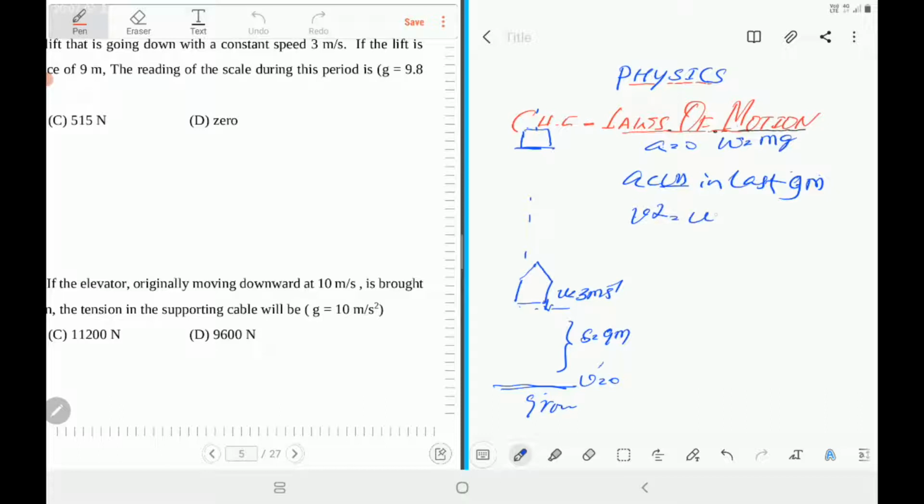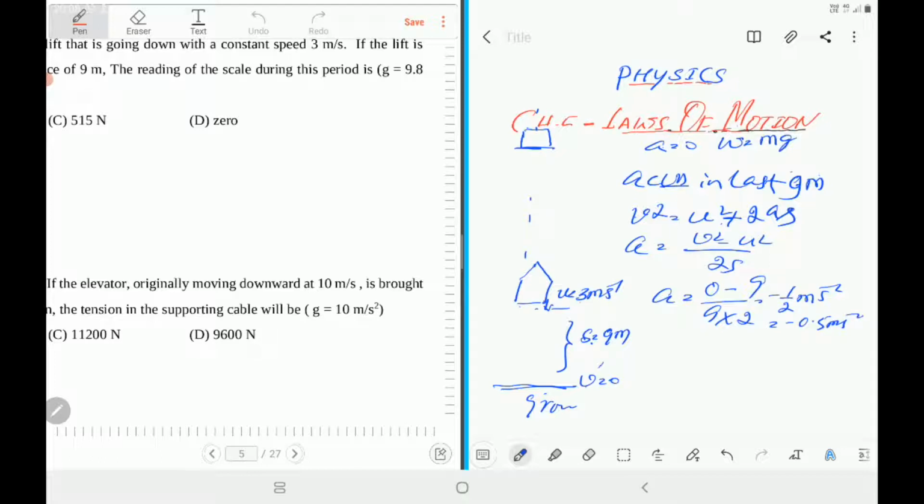How do you find that acceleration? Final velocity: v square equals u square plus 2as. You have to use this relation because the initial velocity, final velocity and displacement are given. So you can easily find a, that is (v square minus u square) divided by 2s. So a is (0 minus 3 square, 3 3s are 9) divided by (9 times 2). So it is minus half meter per second square, or minus 0.5 meter per second square.